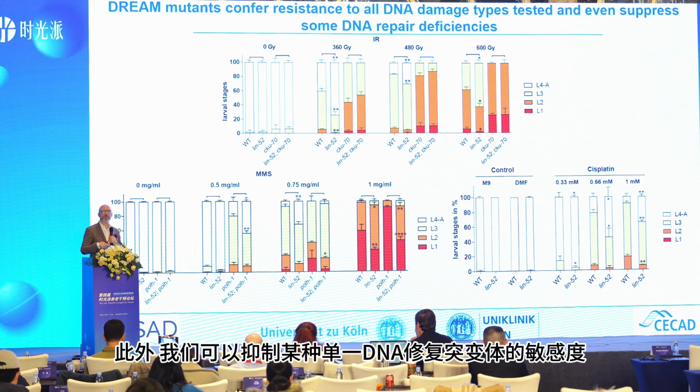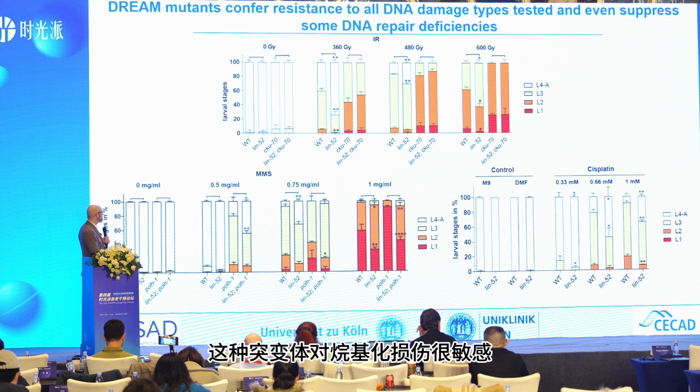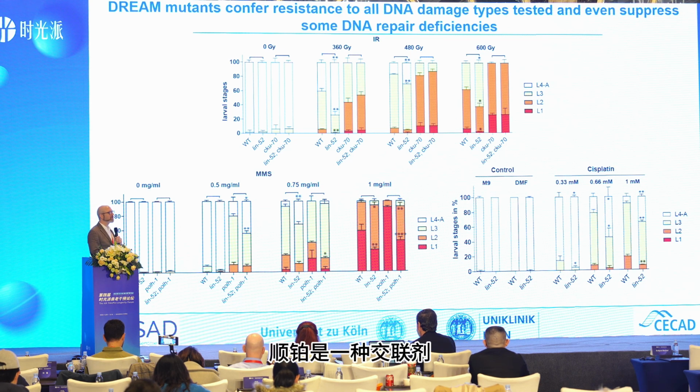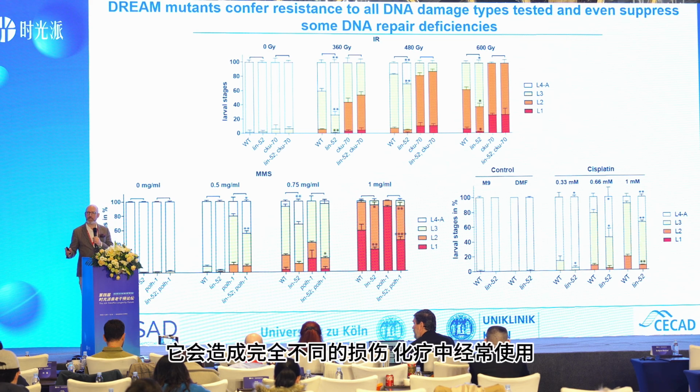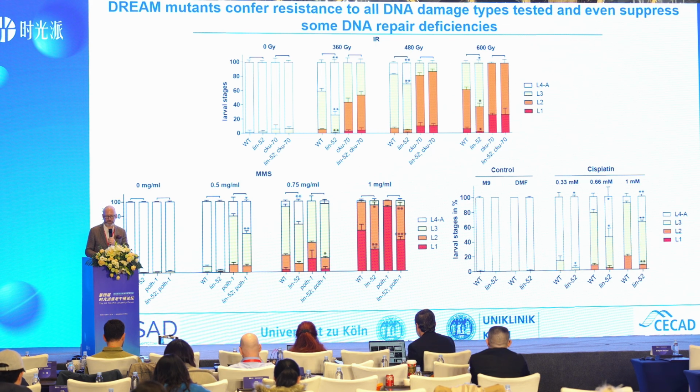And what is more is that we can suppress the sensitivity of single DNA repair mutants because other repair mechanisms are induced. Here, a polyeta mutant, highly sensitive to alkylating lesions, the sensitivity is reversed. Cisplatin, a cross-linking agent, a completely different lesion type again, used in chemotherapy to this day. There's a significant resistance of the mutants.